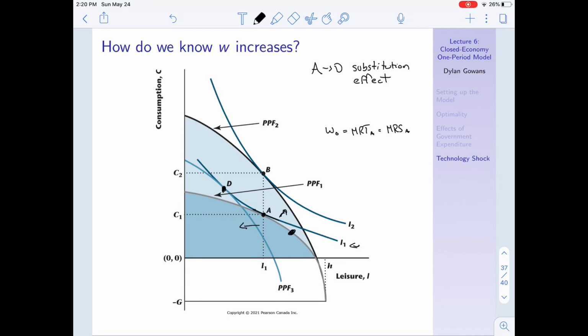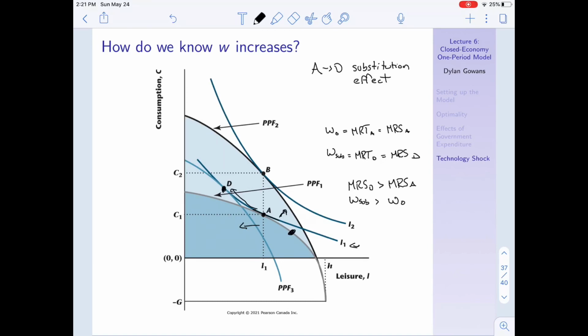What's the wage after the substitution effect? So when we move to D. Well, it's the same thing, right? I'll call this W sub, and it is going to be equal to the marginal rate of transformation at point D, or the marginal rate of substitution at point D. Now notice that as we move along this indifference curve, the slope is becoming higher. And so that means that MRS D is greater than MRS A, or W sub, the wage after just the substitution effect, is greater than W0.